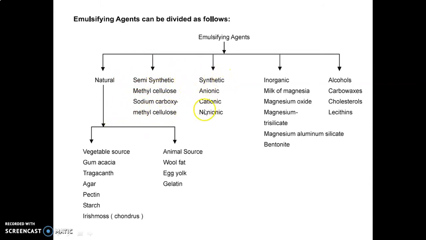Synthetic: anionic, cationic, non-ionic, which contain charges. Anionic means containing negative charge, cationic, positive charge, non-ionic, that are chargeless. Inorganic: milk of magnesia, magnesium oxide, magnesium trisilicate, magnesium aluminum silicate, and bentonite. And the alcohols, that is carbowaxes, cholesterol, lecithins.